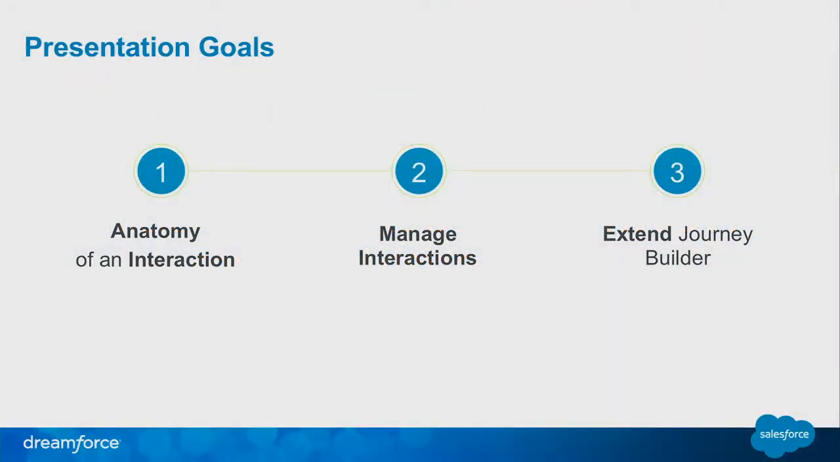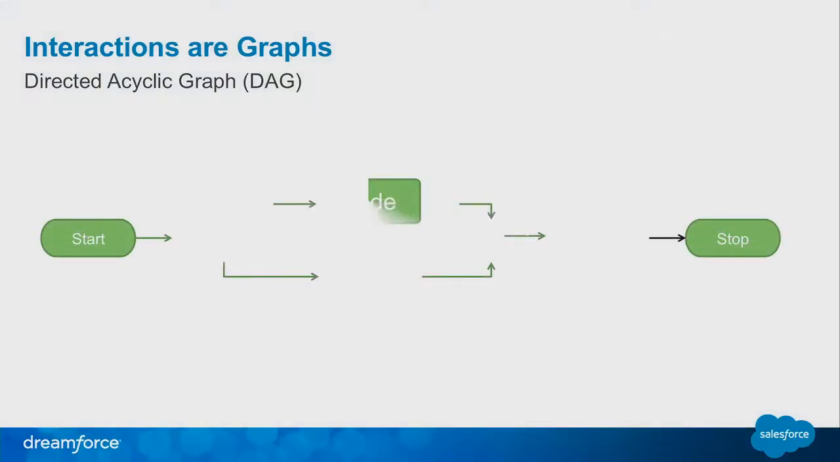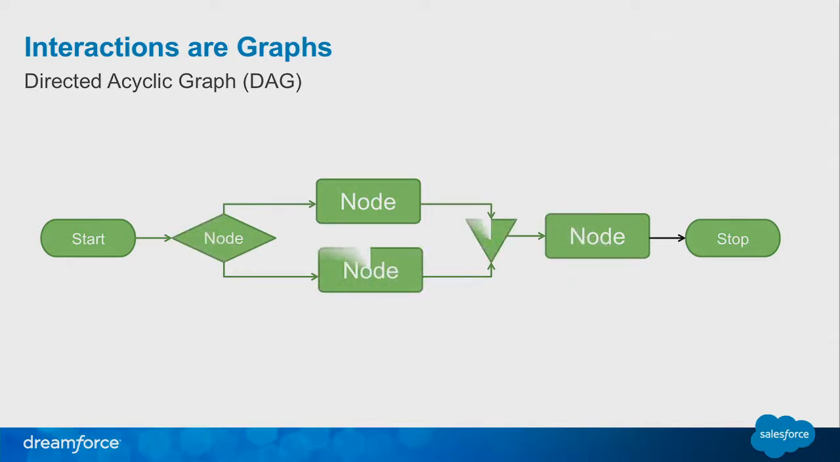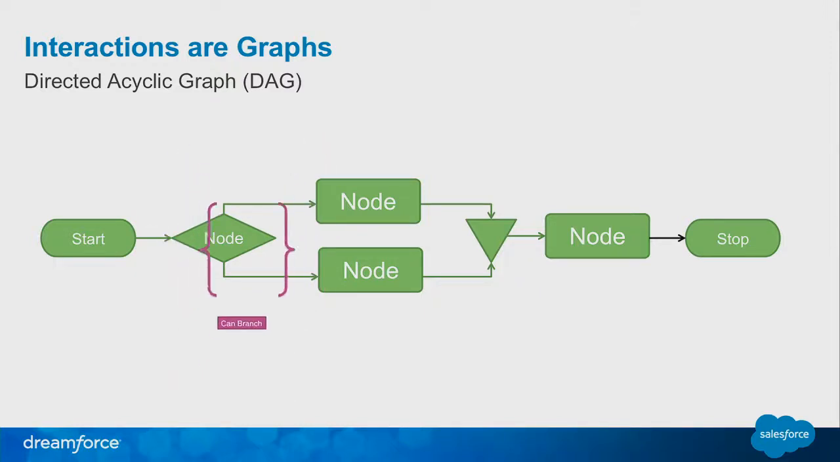So what I'm going to go through today is the anatomy of an interaction. I'm going to talk about how you can manage interactions, and then how you can extend Journey Builder. So, a little bit of math terms this morning. Interactions are nothing more than directed acyclic graphs, and that is just a fun way to say that they can branch. So you have your nodes and edges. It can branch. It can merge. And it's unidirectional, which is to say that there are no cycles. It's one direction. That's it, right? It's that easy.